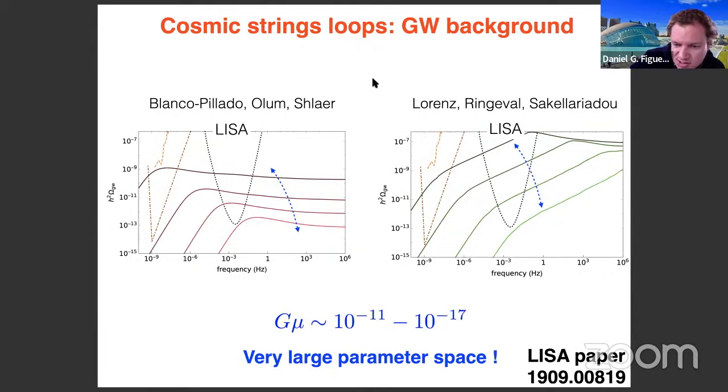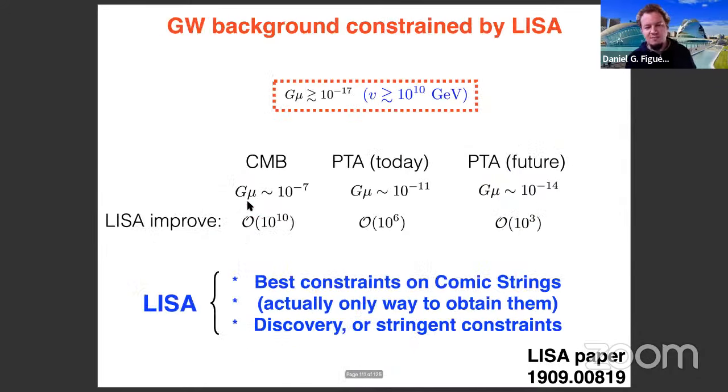Luckily, both predictions determine that the best tension you can probe ultimately, in units of Planck mass, G mu, is 10 to the minus 17, which is an amazing expectation for LISA. How amazing is this? Well, let me show you for comparison. Current bounds on G mu, the tension measured in gravitational units, from the CMB are 10 to the minus 7. So LISA is going to be able to improve by 10 orders of magnitude.